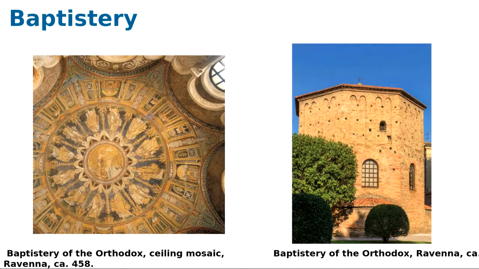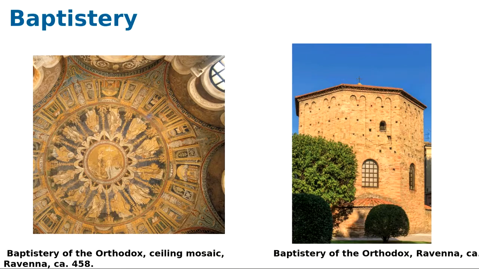I want to talk about different types of buildings that started to emerge during the Christian time. So we talked about the Christian church, which was the Latin cross plan, probably one of the most important. The second one, not in rank, but also something important, is the baptisteries.